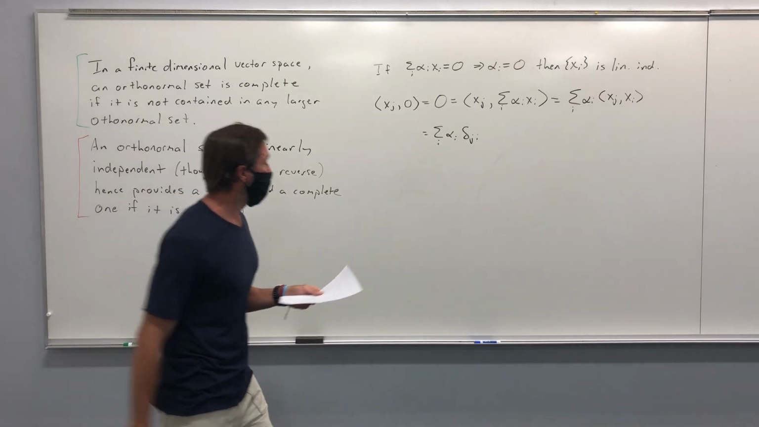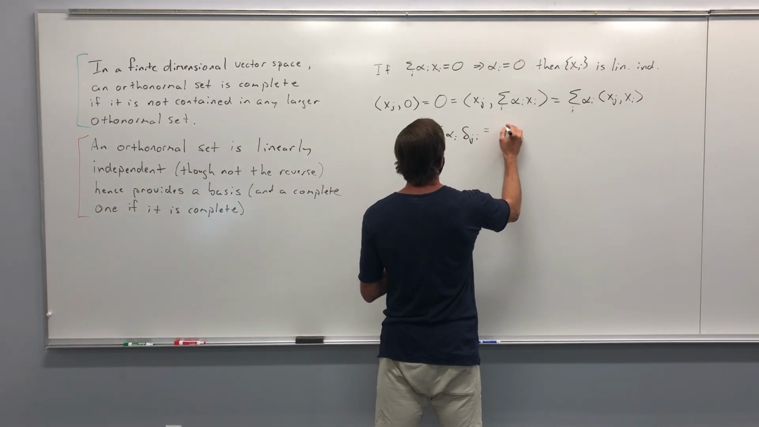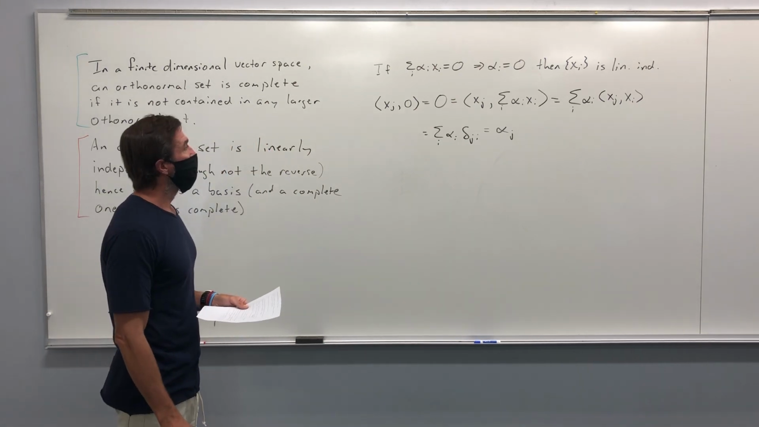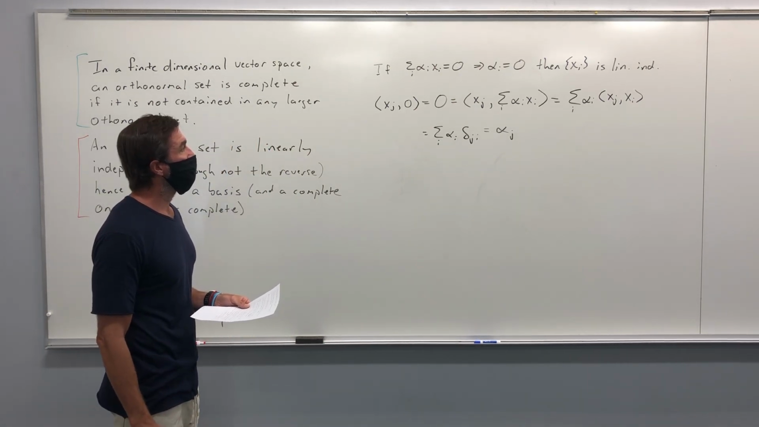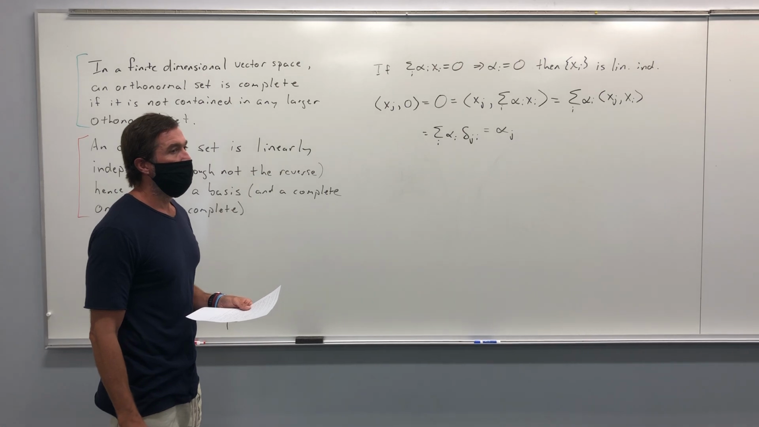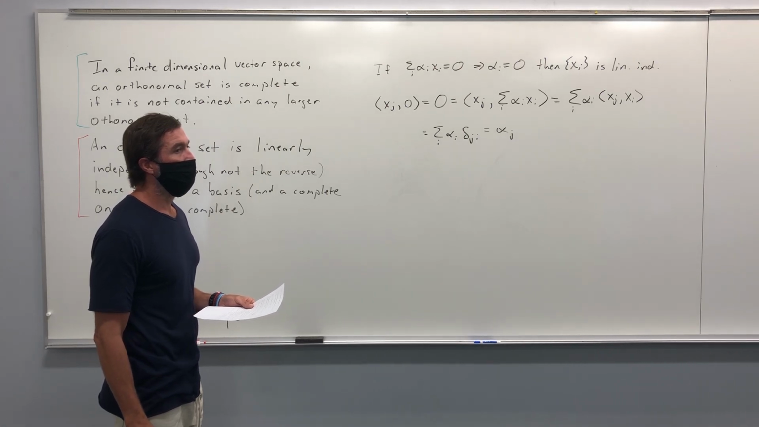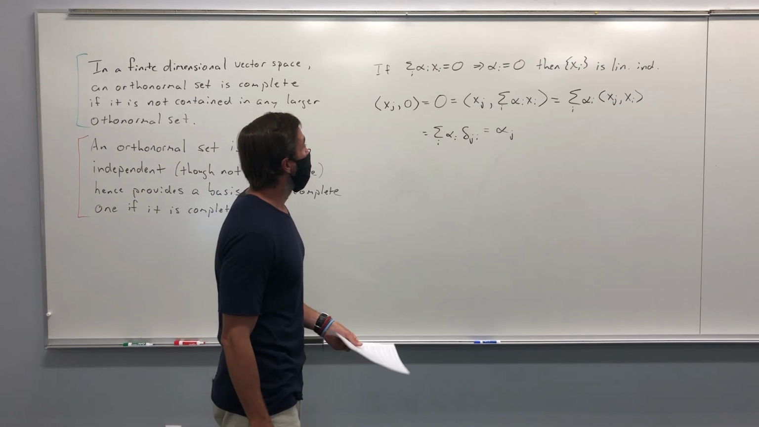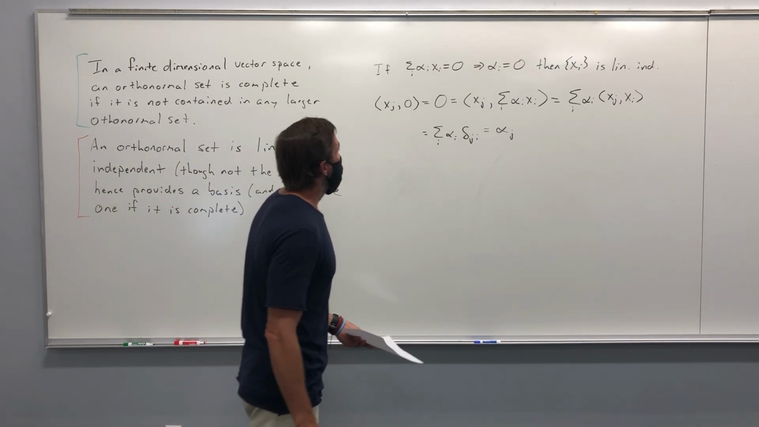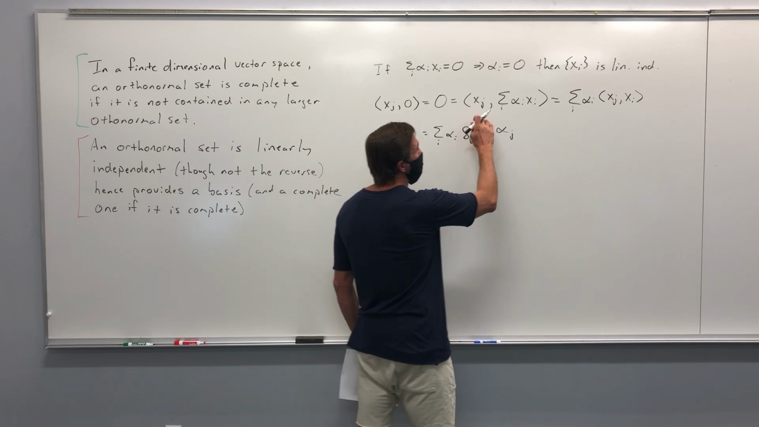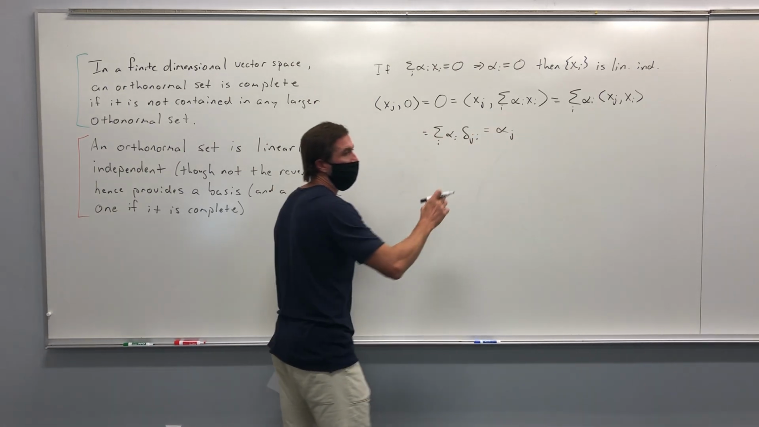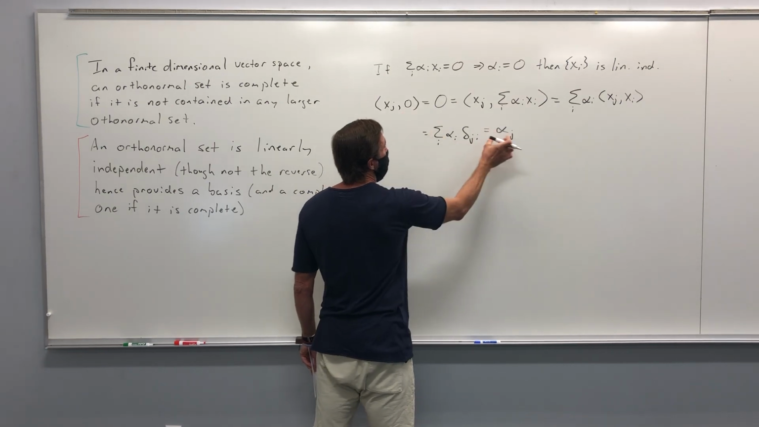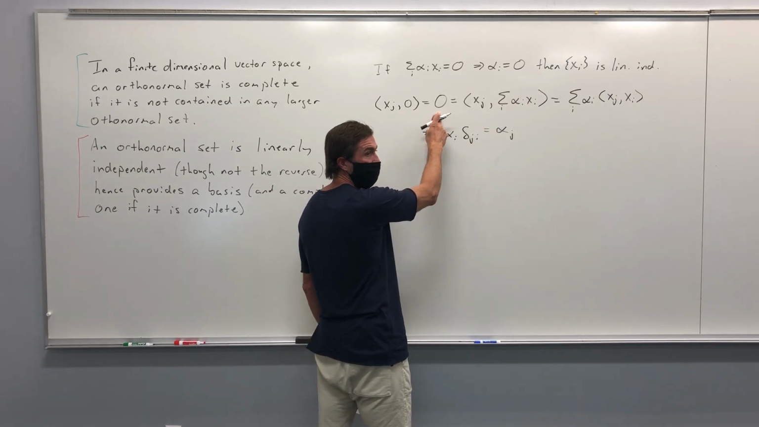Delta ij, which is just going to be alpha j. Why is that? Oh, never mind. I'm just thinking it's 0. Okay, so utilizing the inner product, we have proven that if this equals 0, then this also equals 0.